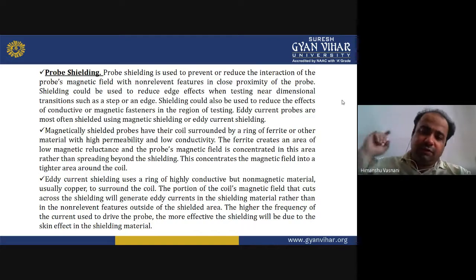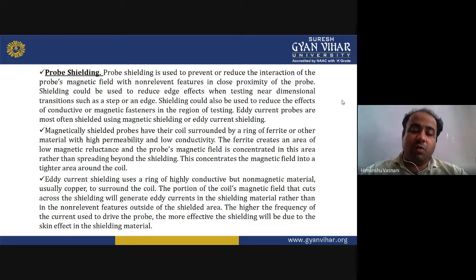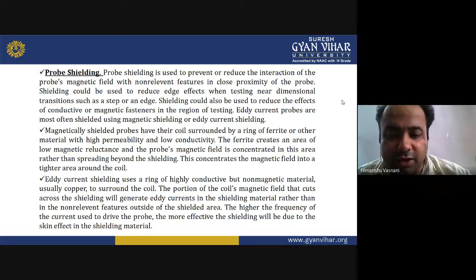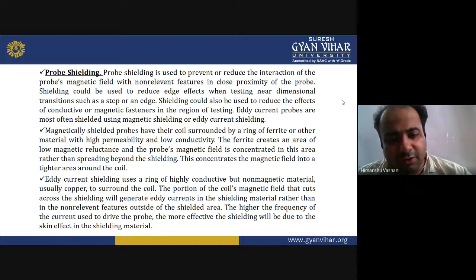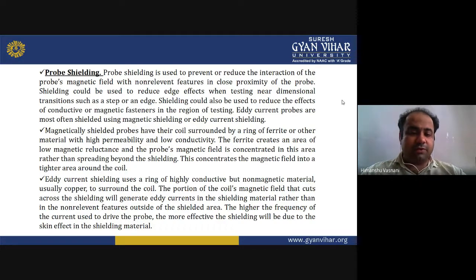So the higher the frequency of current used to drive the probe, the more effective the shielding will be due to the skin effect in the shielding material. We say that the higher the frequency of the current used to drive the probe, the more effective the shielding will be due to the skin effect in the shielding material.